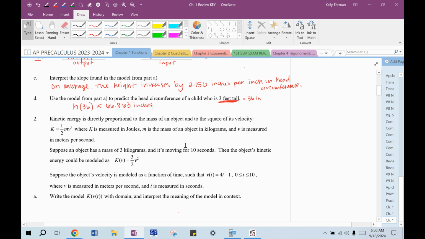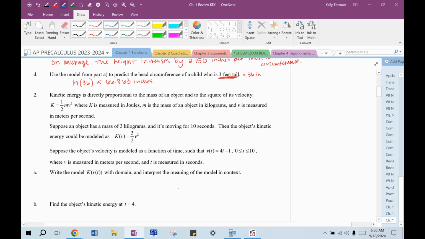Okay, the other type of calculator problem that we have is a composition. There are always a lot of words in here, just like on our AP test, but you're picking out the important information. There's a fun little physics story up here. Kinetic energy is directly proportional to the mass of an object and to the square of its velocity. So here's the original relationship. I've checked this with Ms.